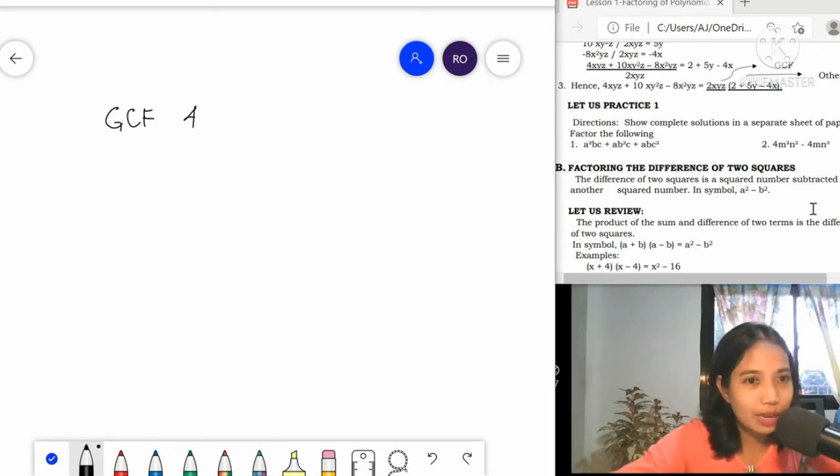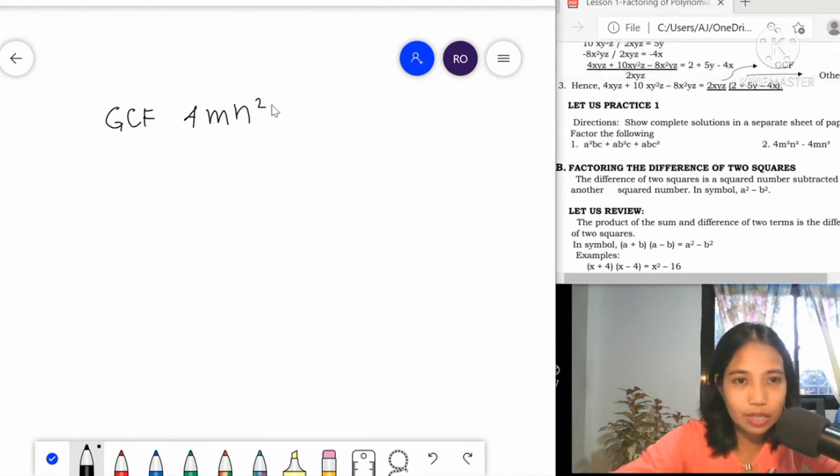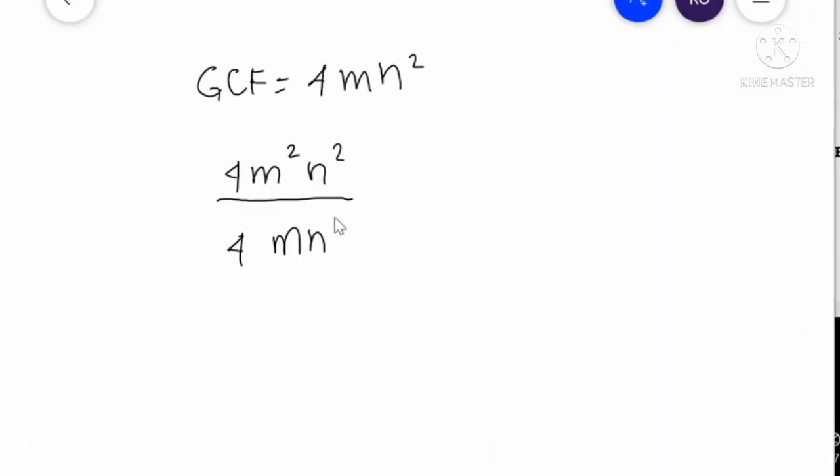In terms of m, alin ba ang may pinakamababang exponent? So that is m raised to 1 or m. In terms of n, eto n squared, eto n cubed or n raised to 2, n raised to 3. So ang pinakamababa ay n raised to 2. So therefore, this is now the GCF. 4mn squared. Then we divide 4m squared n squared divided by 4m n squared. Okay.